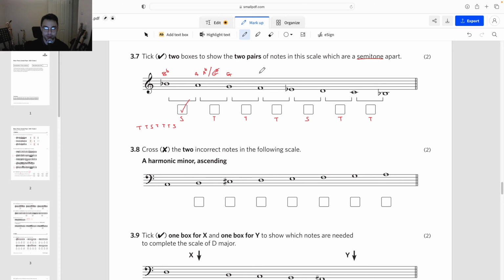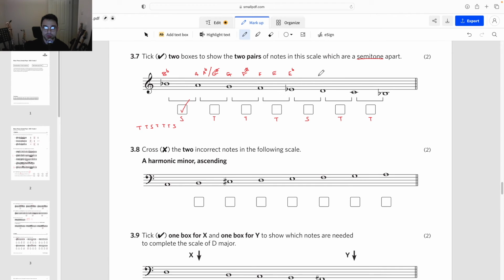G to F. All right, is there a note that we can fit between these 2, G and F? Yeah, there is, F sharp. F sharp can go between them. So this is a tone. F to E flat. Is there a note that we can fit between these 2? Yes, there is. That note is E. So this is a tone.